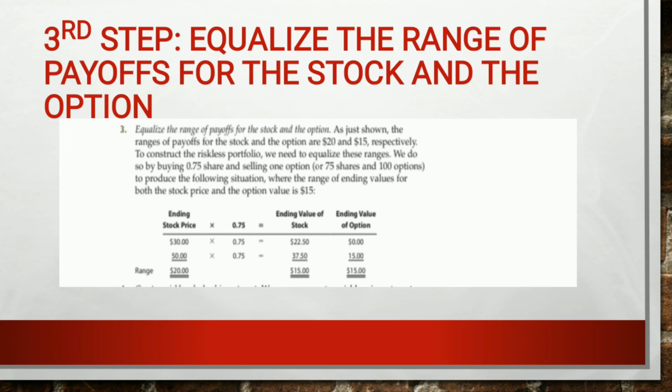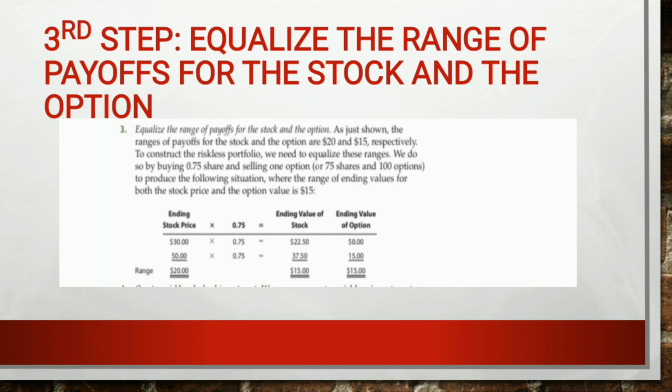The next step is to equalize the range of payoffs for the stock and the option. As just shown, the ranges of payoffs for the stock and the option are $20 and $15 respectively. To construct the riskless portfolio, we need to equalize these ranges. We do so by buying 0.75 share and selling one option to produce the following situation, where the range of ending values for both the stock price and the option value is 15.